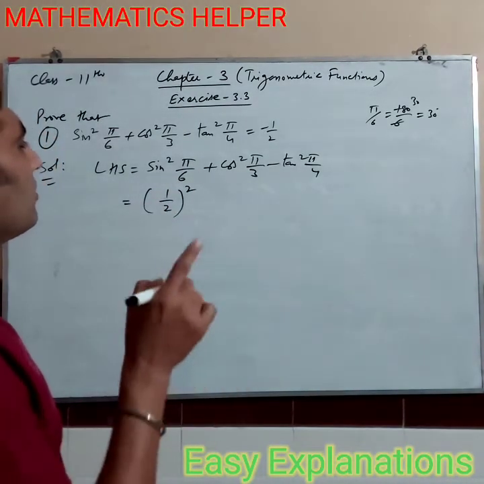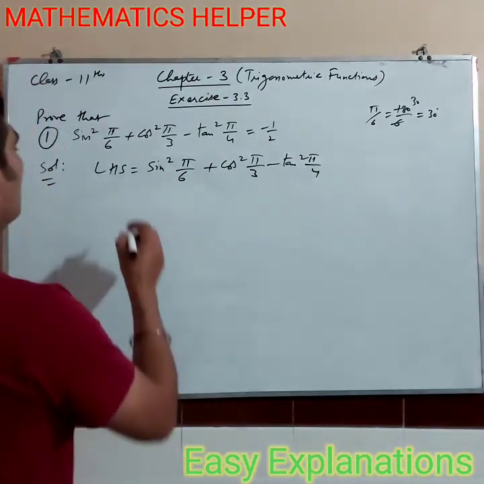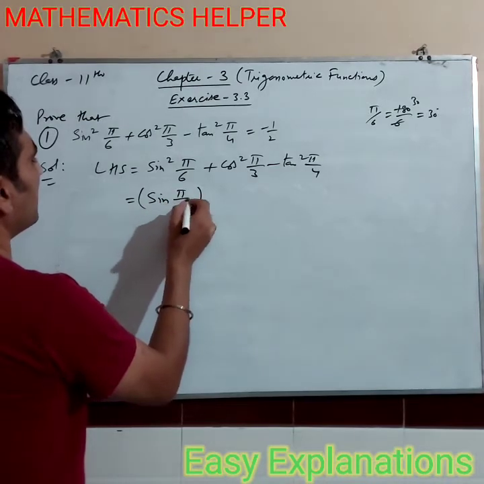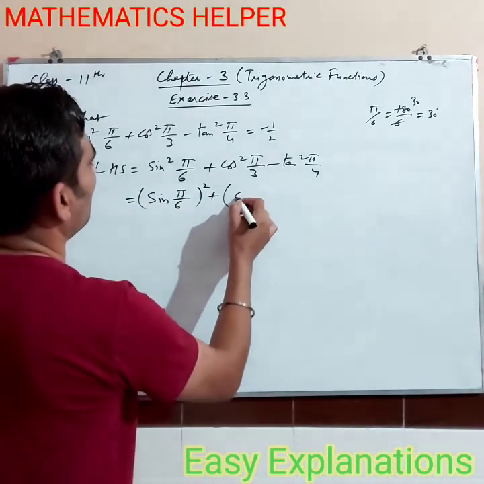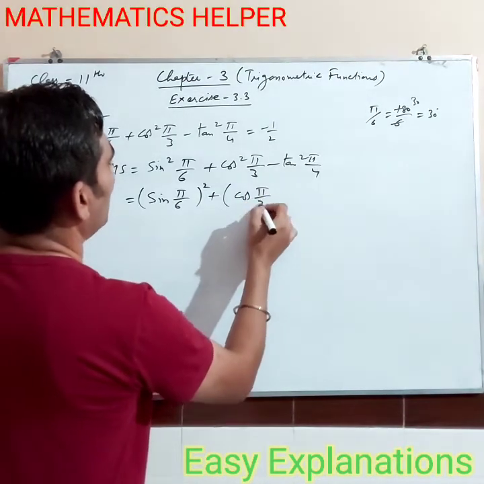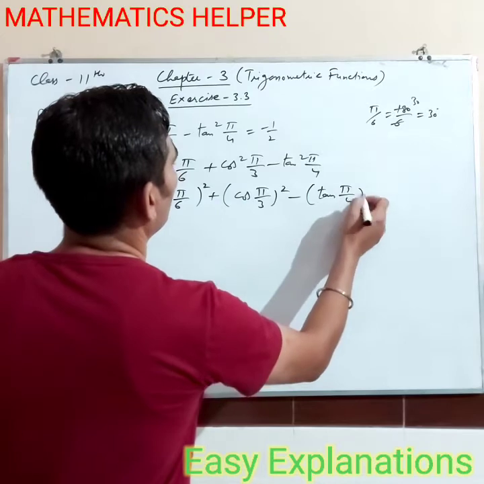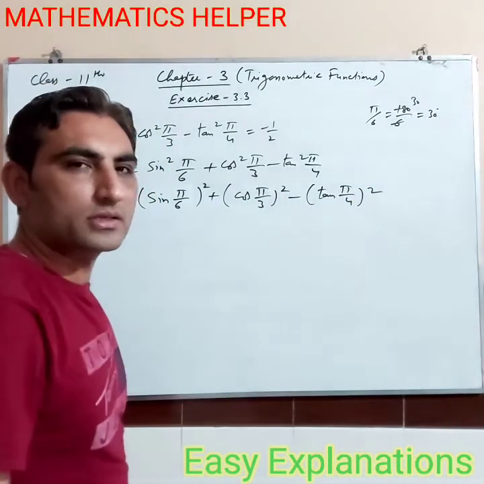But I want to make one thing very clear here. It is better if we write them as whole squares first. That is, we can mark it as the square of sine pi over 6. Similarly, here you can mark cos pi over 3 whole square, and here tan pi over 4 whole square. There is a reason behind it. Later you will see its use, okay?